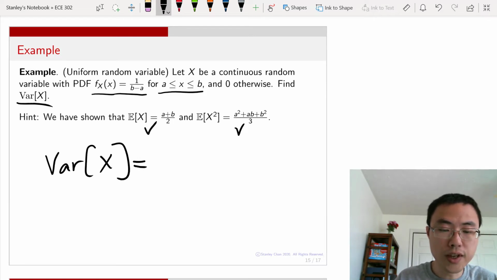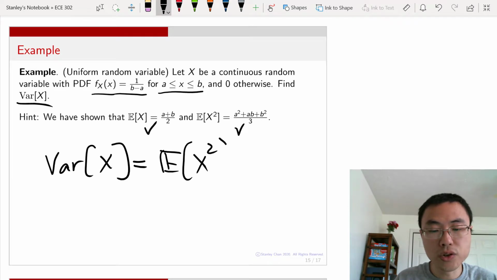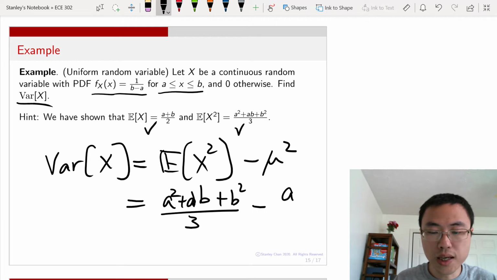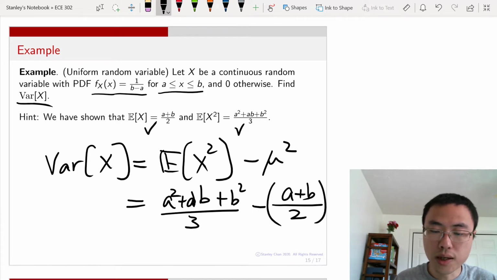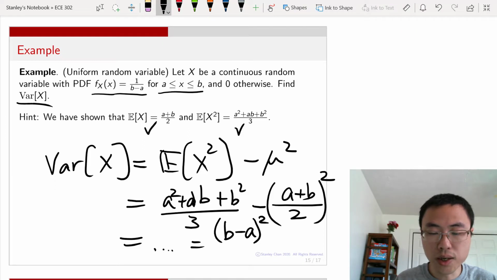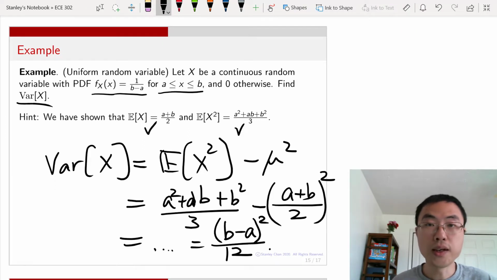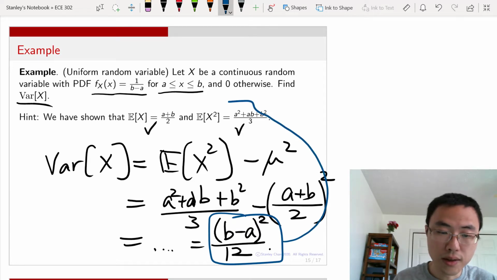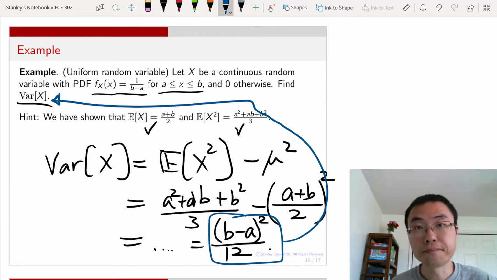We know that the variance of x is the expectation of x squared minus mu squared. So that will give us a squared plus ab plus b squared divided by 3 minus a plus b divided by 2 squared. Then you can do some calculation, and you will see that this is equal to b minus a squared divided by 12. So you can show that the variance of this random variable x is b minus a squared divided by 12.